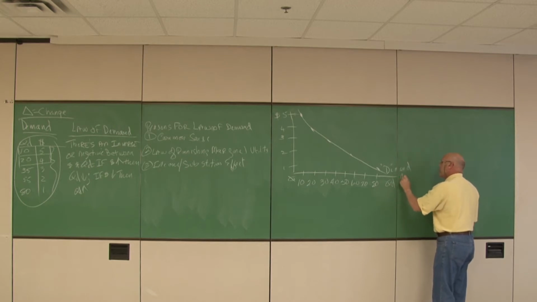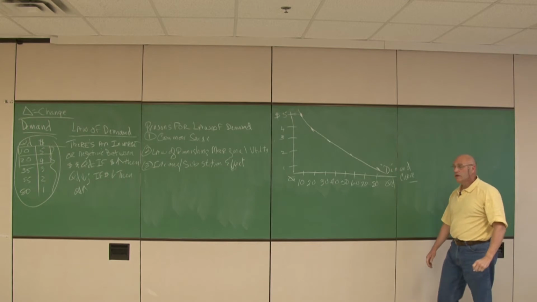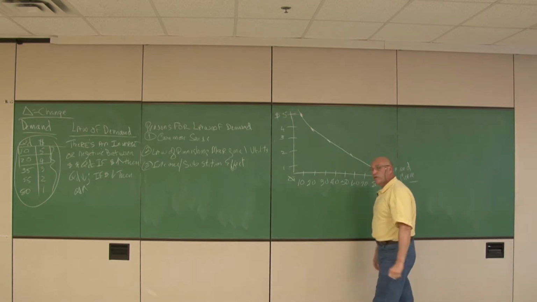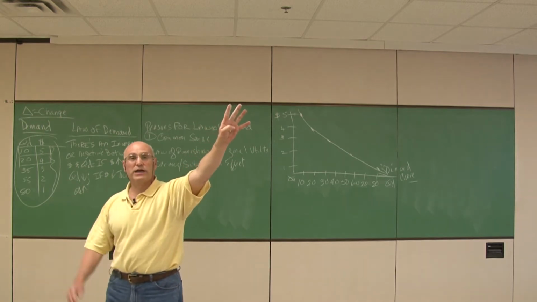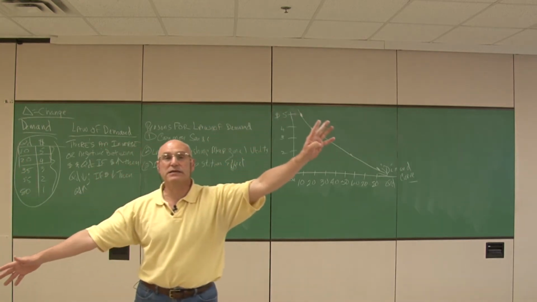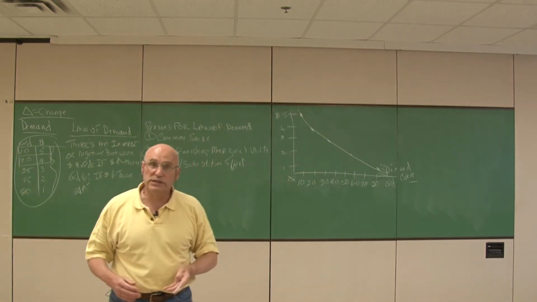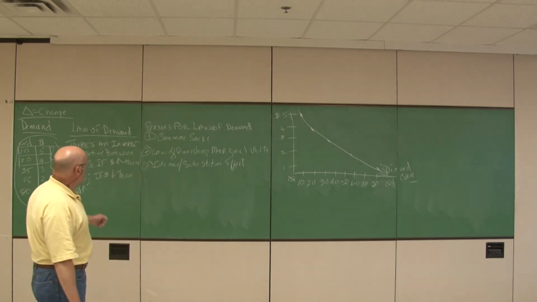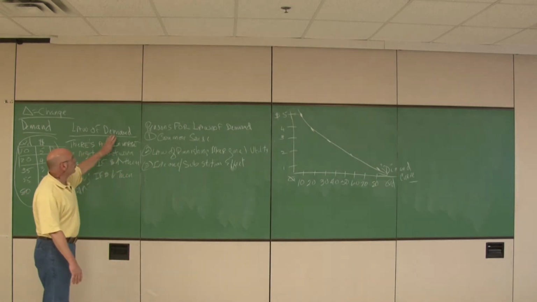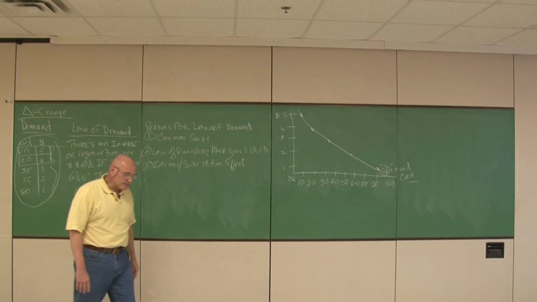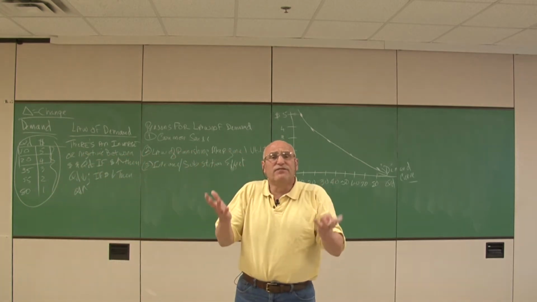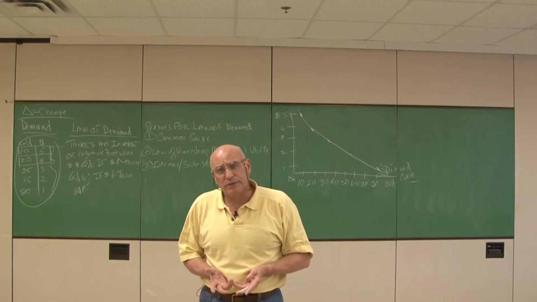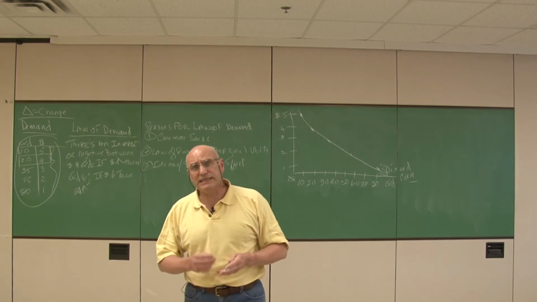We call this a demand curve, notated by the capital D. My demand curve is downward sloping, meaning that it starts in Washington, the state of Washington, and ends in Florida. So it continually slopes downward. It slopes downward because of what we call the law of demand. The law of demand tells us that there is an inverse or a negative relationship between price and quantity demanded.